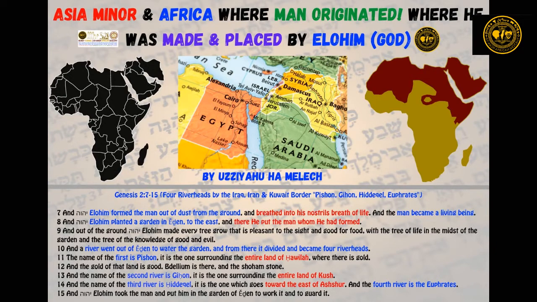The name of the fourth is Euphrates. 15. And Yahweh Elohim took the man and put him in the garden of Eden to work it and to guard it. So even when you have a blessing, you got to work it, you got to guard it, you got to keep it clean, you got to keep the upkeep. Even if you're given something, even if you're given a present, you still have to have maturity and responsibility. All right, let's go.